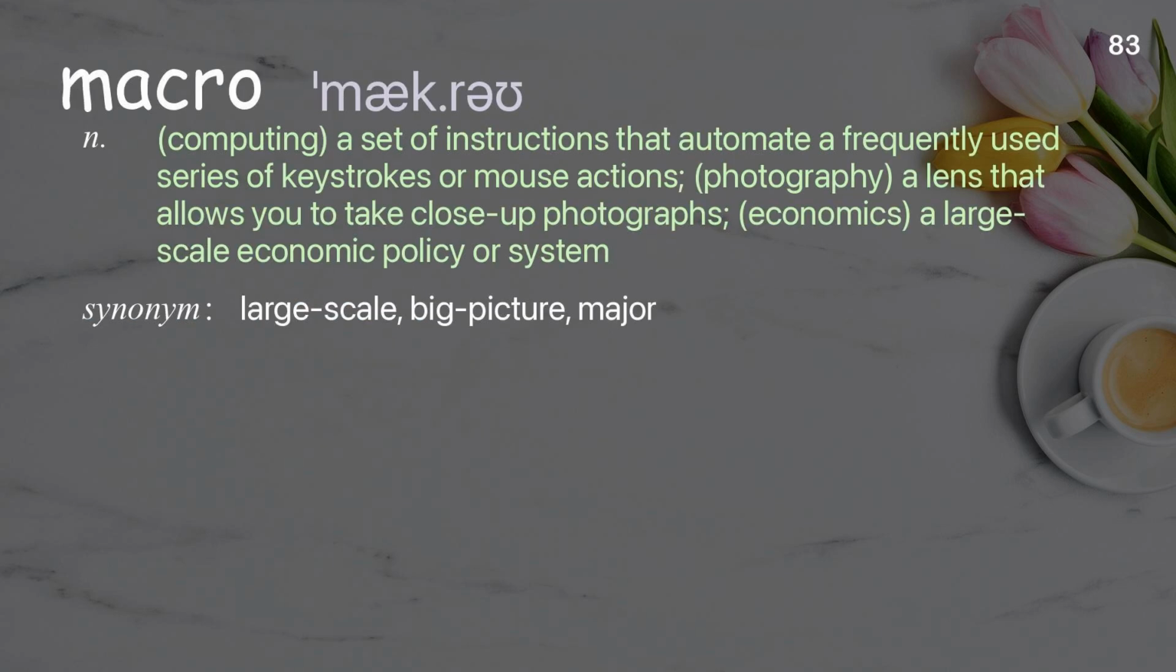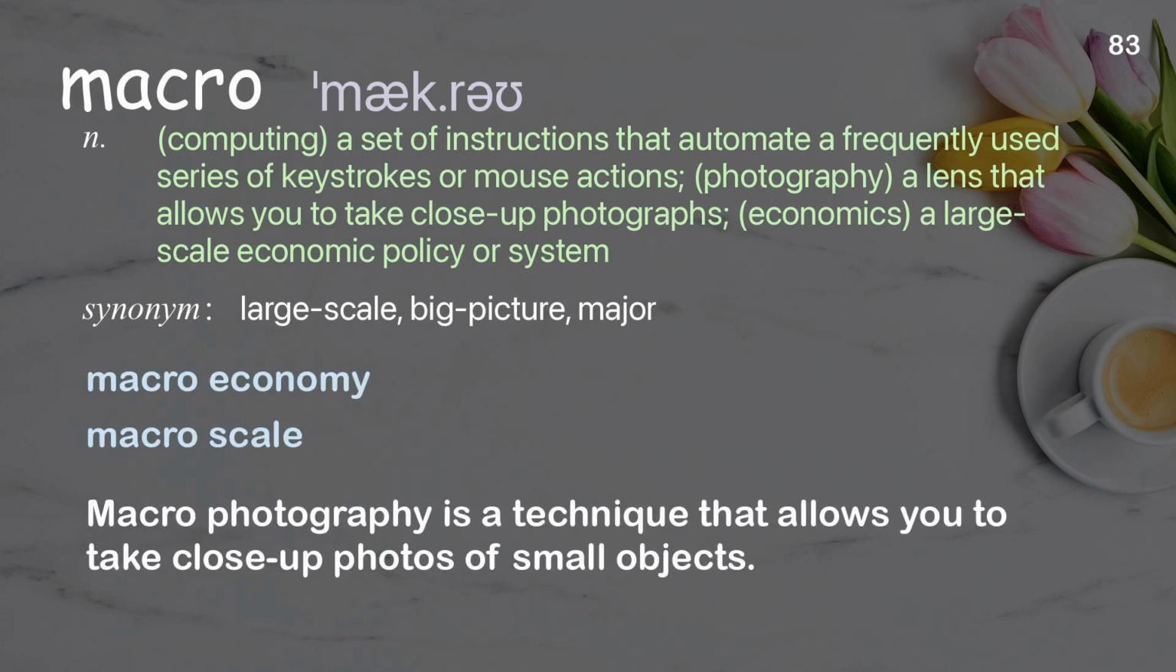Macro. Computing, a set of instructions that automate a frequently used series of keystrokes or mouse actions. Photography, a lens that allows you to take close-up photographs. Economics, a large-scale economic policy or system. Examples: Macroeconomy. Macro scale. Macrophotography is a technique that allows you to take close-up photos of small objects.